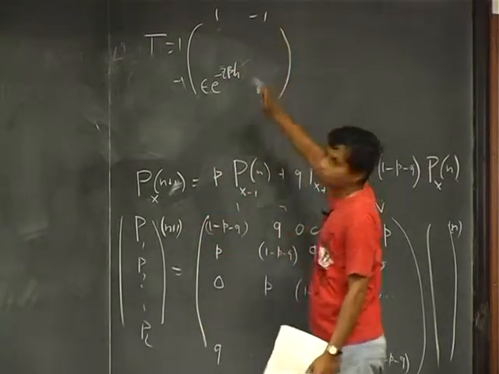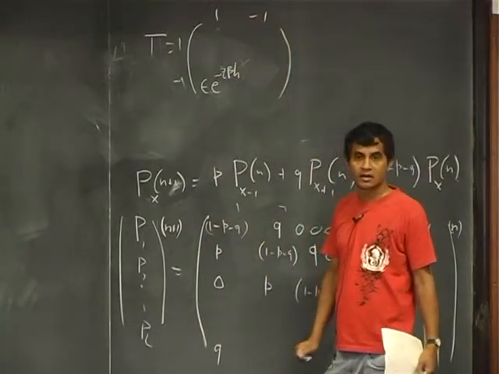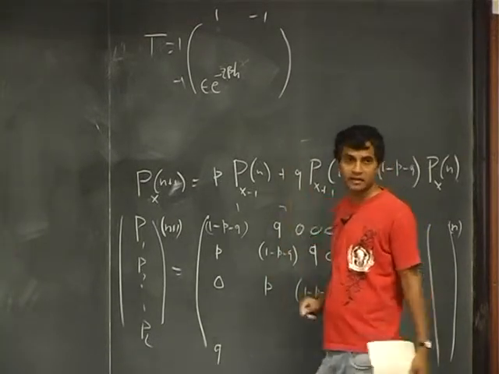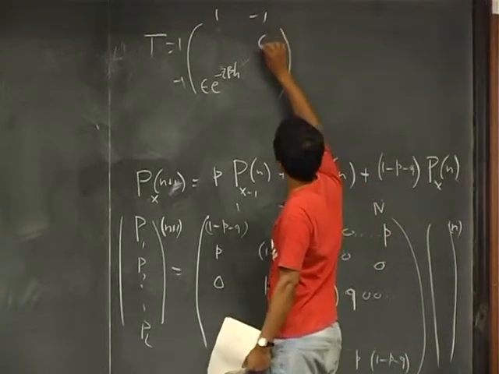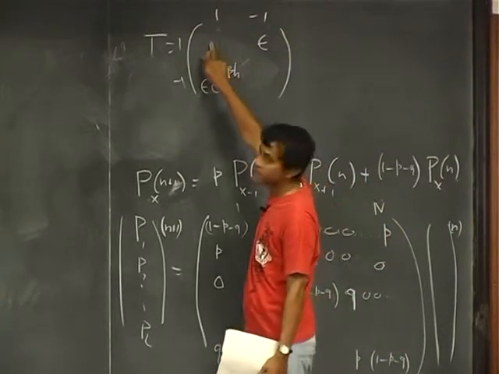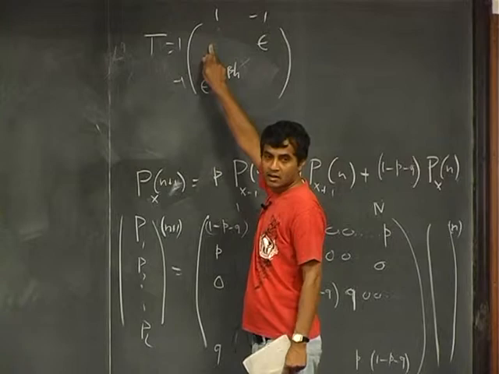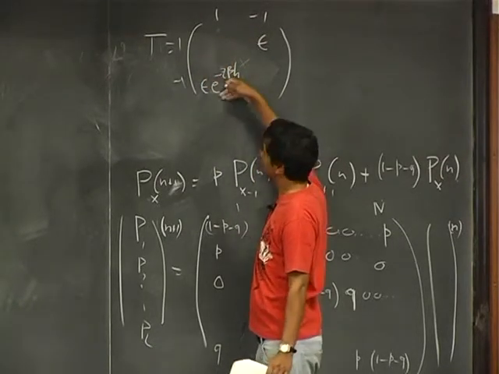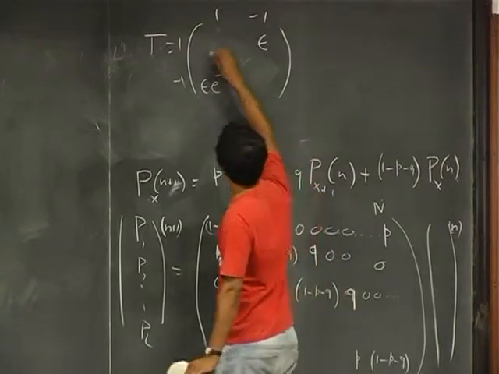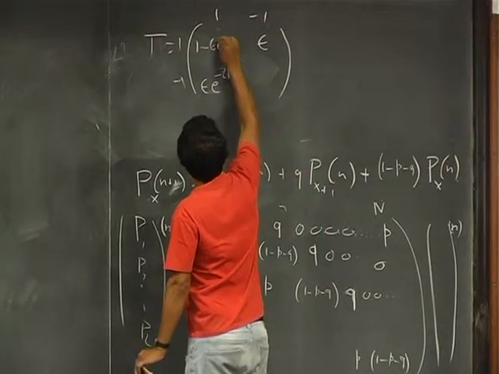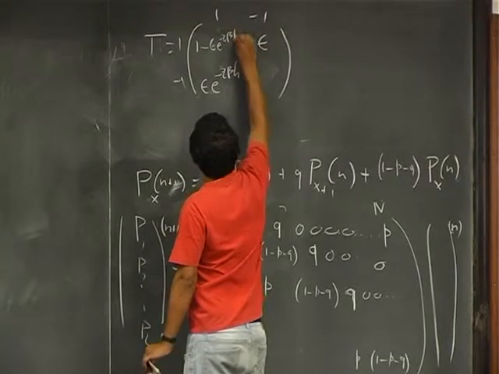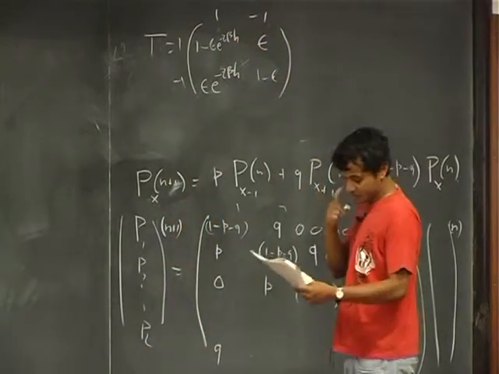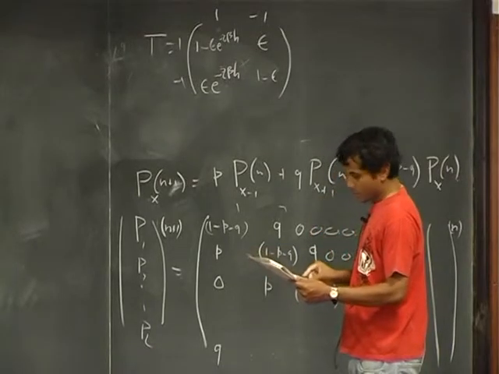And from minus 1 to 1, it's 1, but I have a factor epsilon, so I'm putting a factor epsilon there. And what is this? This sum has to be 1, right? So it has to be 1 minus this. Okay, so this is the T matrix in this case.